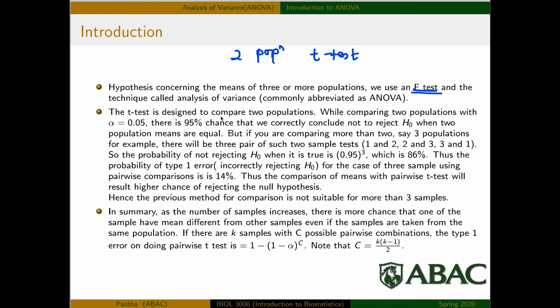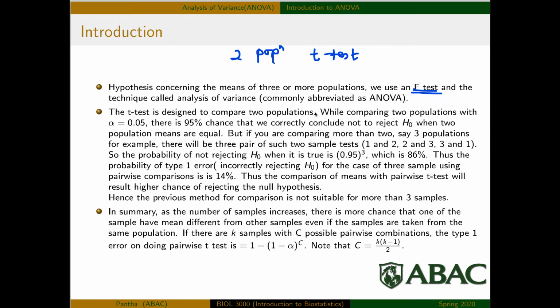The T-test is designed to compare two populations. While comparing two populations with alpha equals 0.05, there is a 95% chance that we correctly conclude not to reject H0 when the two population means are equal. So when you say alpha equals 0.05, that is the type 1 error, right? That means there is a 95% chance that you correctly conclude not to reject H0 when the two means are equal.